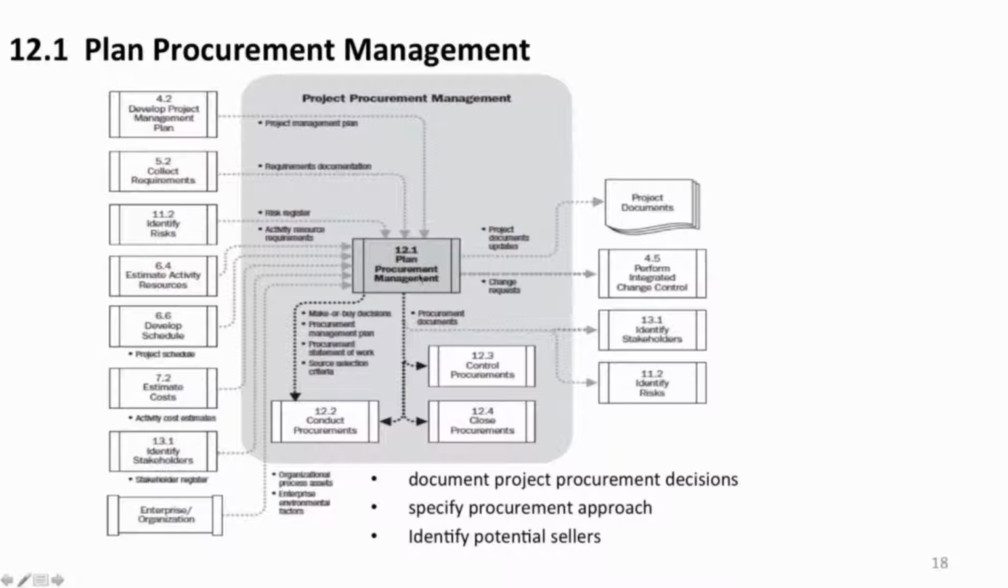And of course, a natural outcome of planning is change requests to make internal changes and corrections, whatever, before you actually place stuff. But that's a big overview. So document project management decisions. Whatever you do, document them, make sure they're part of the project record. You're going to specify what kind of procurement approach, that would be make or buy, and then you identify potential sellers in here. So let's go on and get a little more detail.